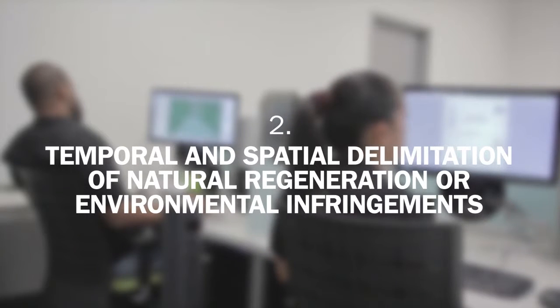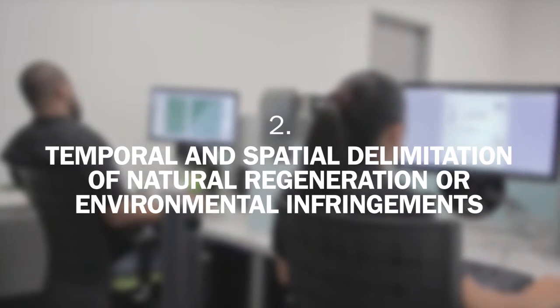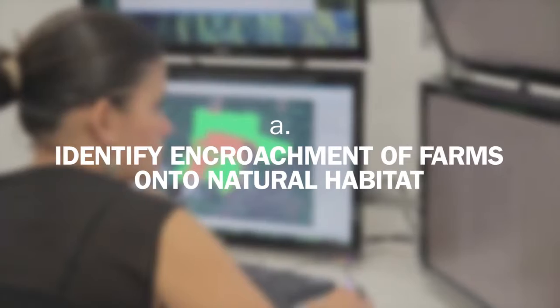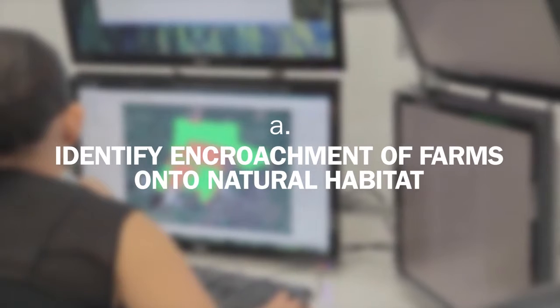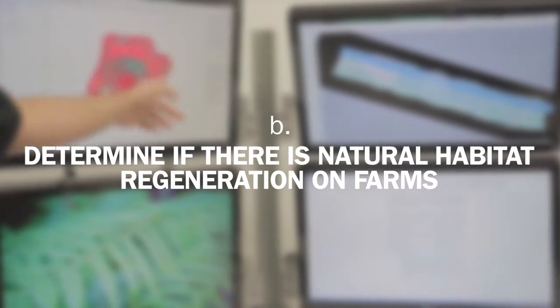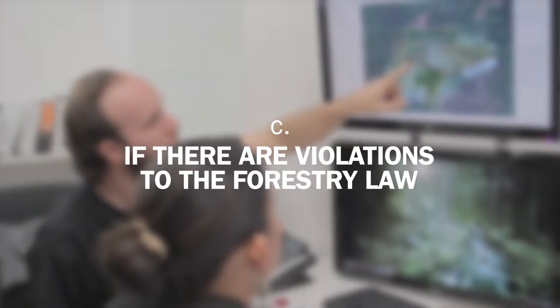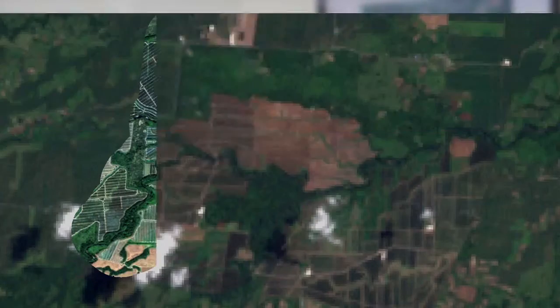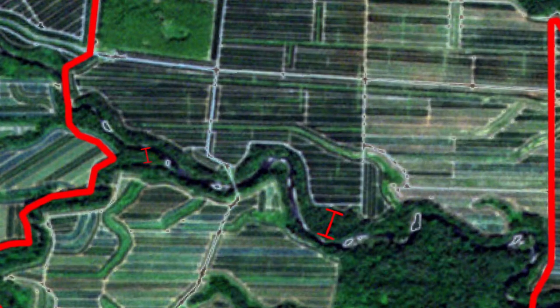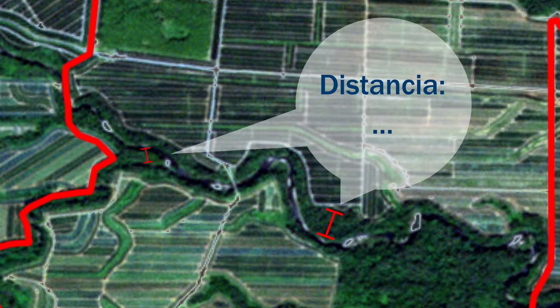The second principle is the temporal and spatial delimitation of natural regeneration or environmental infringements. The monitoring system processes imagery in order to identify encroachment of farms onto natural habitat, determine if there is natural habitat regeneration on farms, or if there are violations to the forestry law. For example, by measuring the area between riverbeds and the edges of plantations to determine if the distance is smaller than that which is allowed by law.